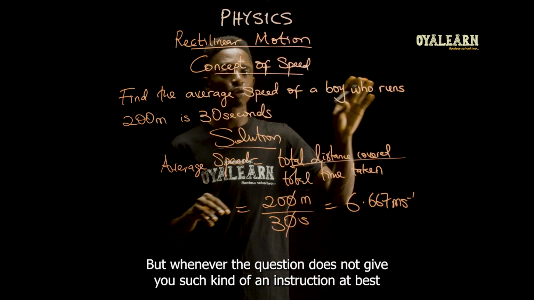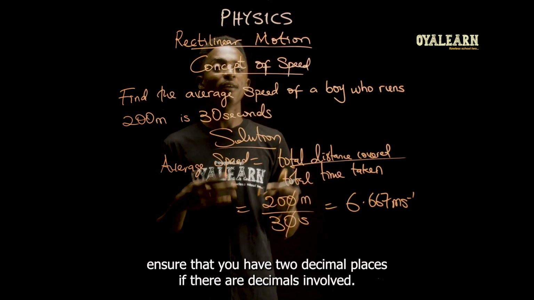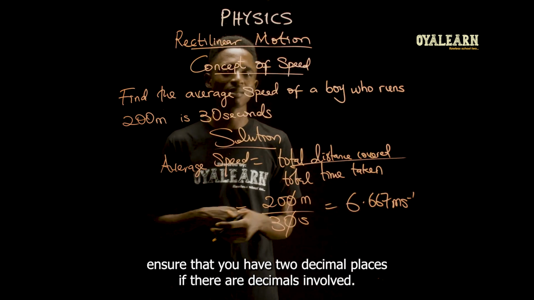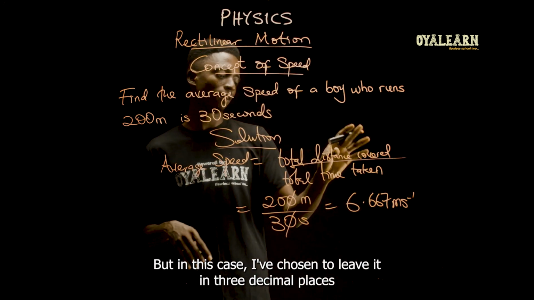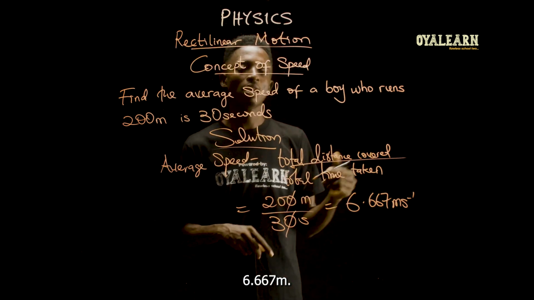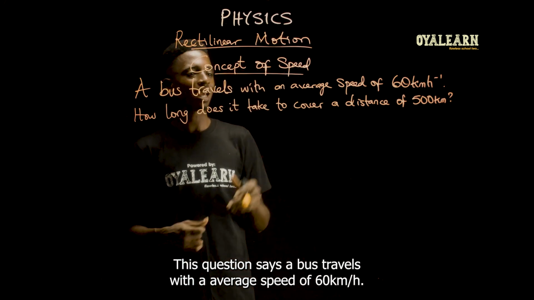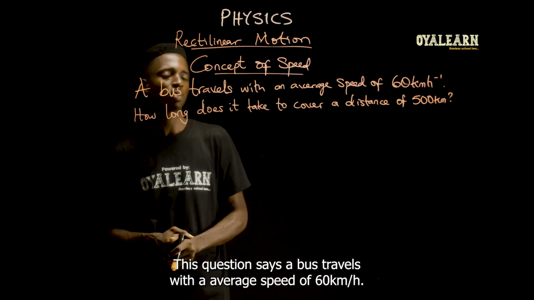But whenever the question does not give you such kind of instruction, at best ensure that you have 2 decimal places if there are decimals involved. But in this case, I have chosen to leave it in 3 decimal places, 6.667 meter per second.